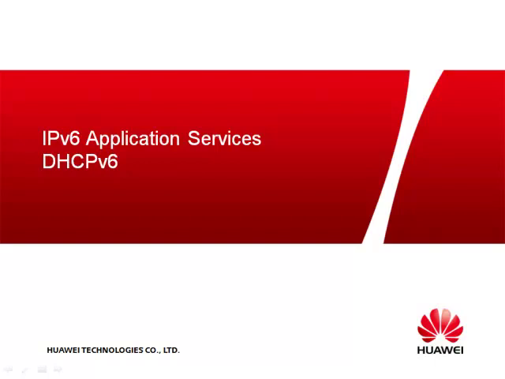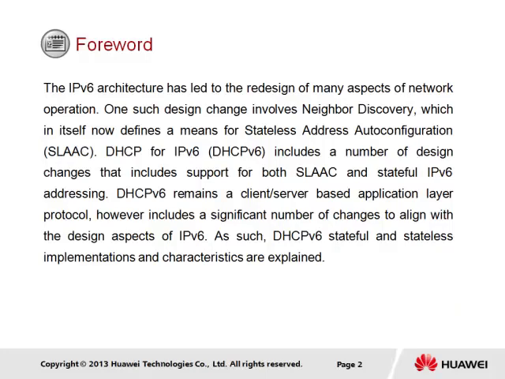We now take a look at IPv6 application services in the form of DHCPv6 for supporting automatic address allocation for IPv6 networks. The IPv6 architecture has led to the redesign of many aspects of network operation. One such design change involves neighbor discovery, which in itself now defines a means for Stateless Address Auto-configuration, or SLAAC. DHCP for IPv6 includes a number of design changes that include support for both SLAAC and stateful IPv6 addressing.